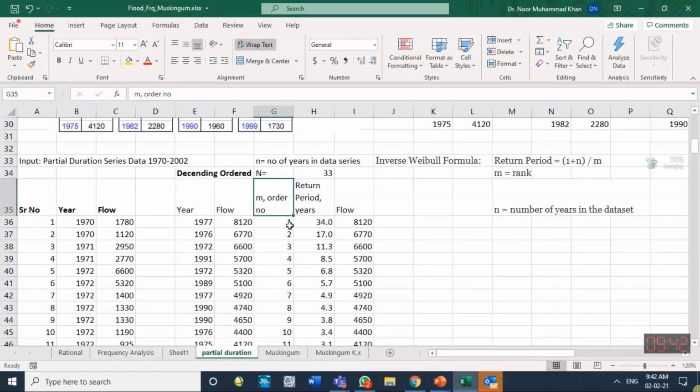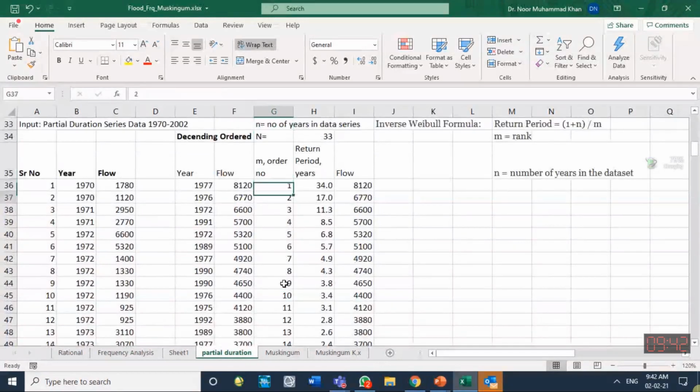But the only difference is this: in frequency analysis using the peak flood, the N value is the number of years or number of records, both are the same. But in the partial duration curve, this N value is the number of years. Don't count the number of records. While small m, which is the order of that record, varies from 1 to the highest value of 113, whatever the records are. Then the rest is the same.